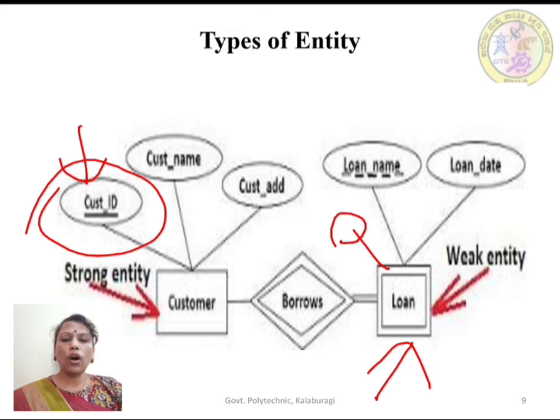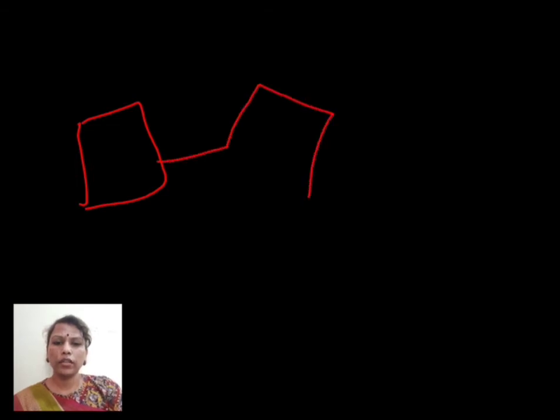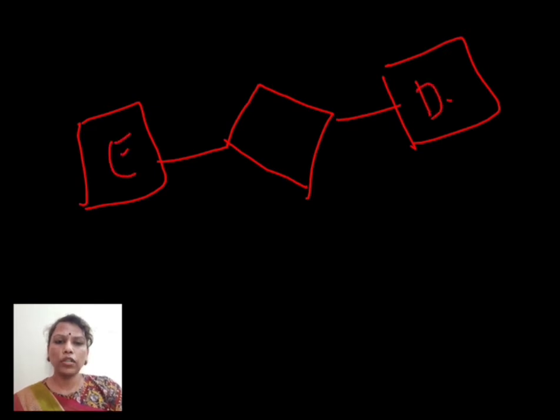So how to identify a weak entity? The very basic thing to identify a weak entity is just to examine whether that entity has a key attribute or not. If the entity does not have a key attribute, then we can consider that as a weak entity. Let's take another example. Here we have employee works for department. Many employees work for one department, right?